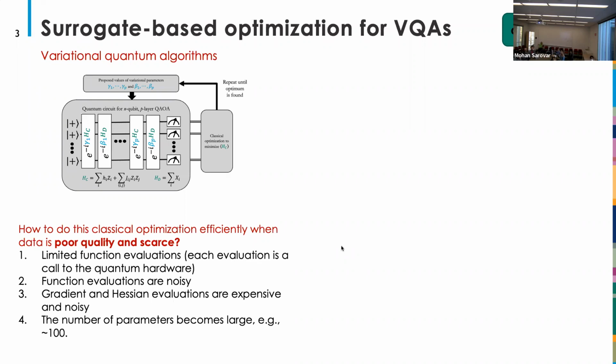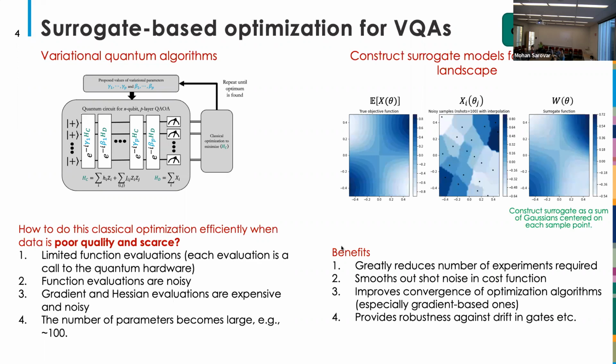So when you have hundreds of thousands of parameters, how do you even think about doing optimization at such scales? It scares a lot of people. Our proposal is to construct surrogate models for the output of these machines.